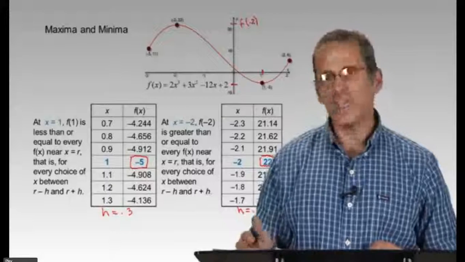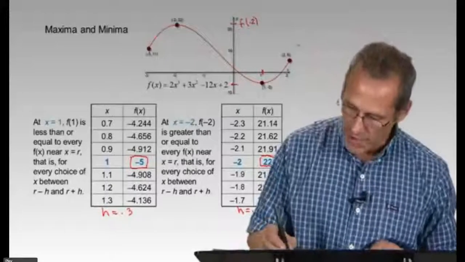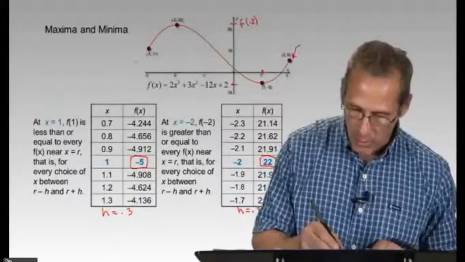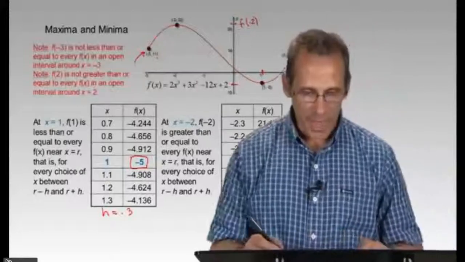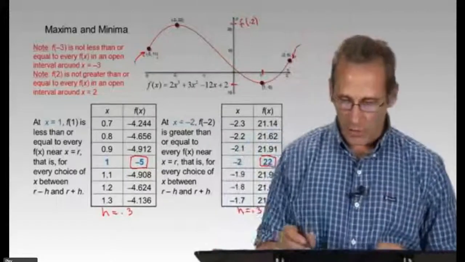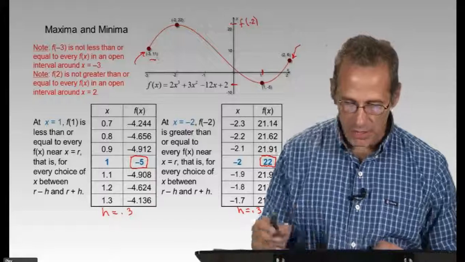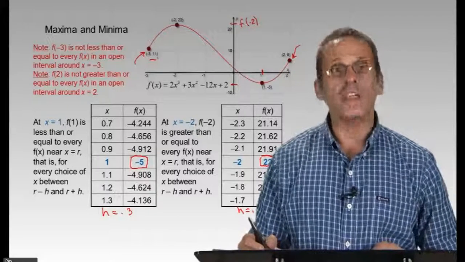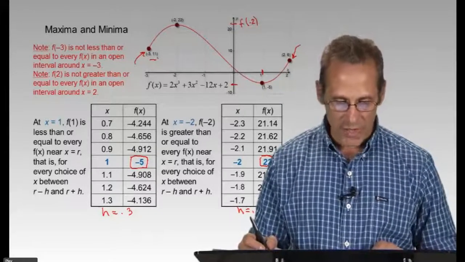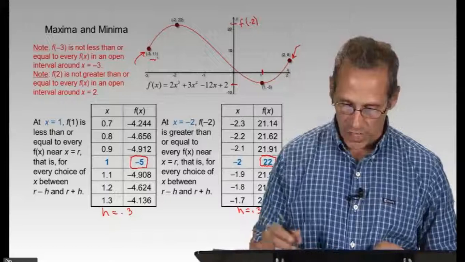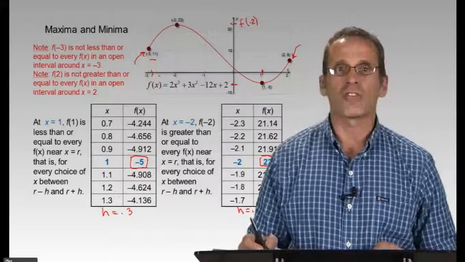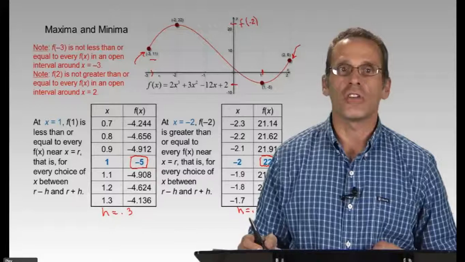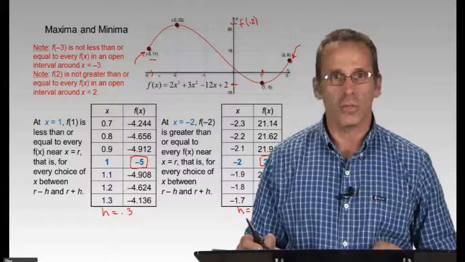Now you may be also looking at the endpoints. I'll just draw an arrow to the two endpoints. Let's discuss those endpoints for a moment. f of -3, that would be 11, is not less than or equal to every f of x in an open interval around -3. It is just less than or equal to f of x for an interval that is specifically right of -3.